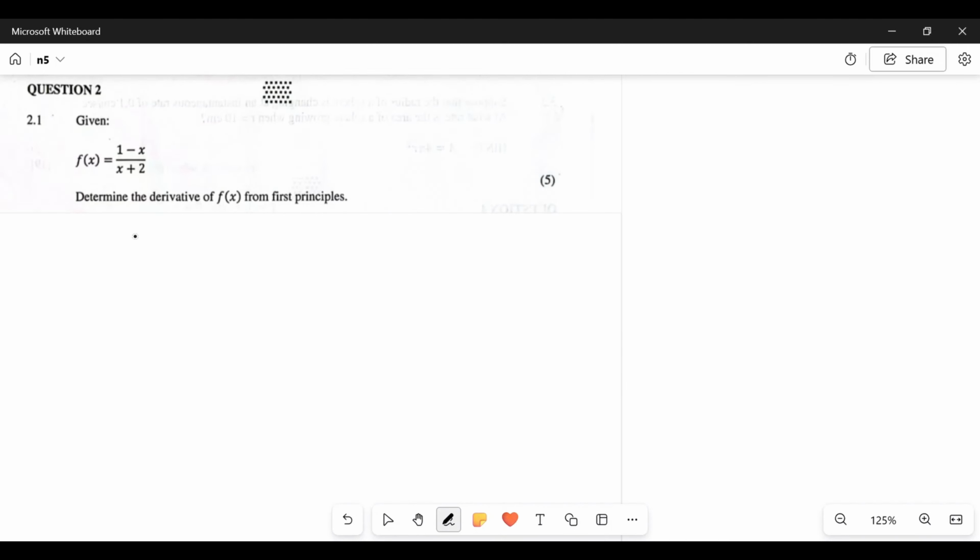Now, when you differentiate from first principles, there's a formula that you need to know. So I'm going to write this formula here on top, where we have f prime of x equal to the limit as h approaches 0 of a fraction: f of x plus h minus f of x, all divided by h. So this is a formula that you need to know.